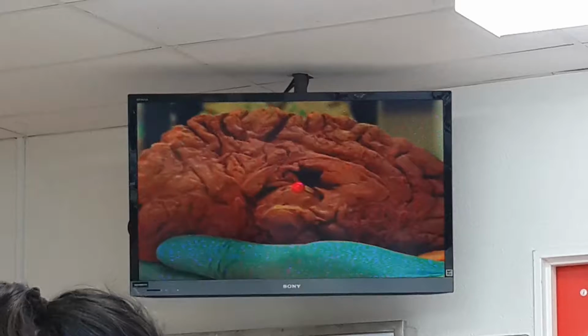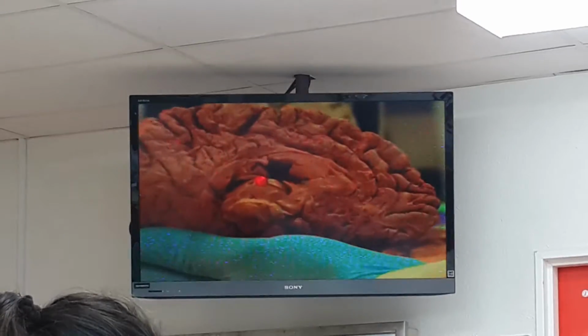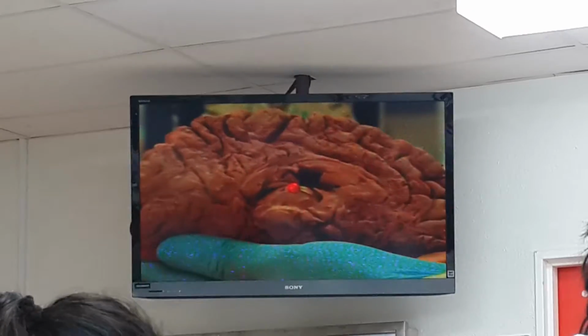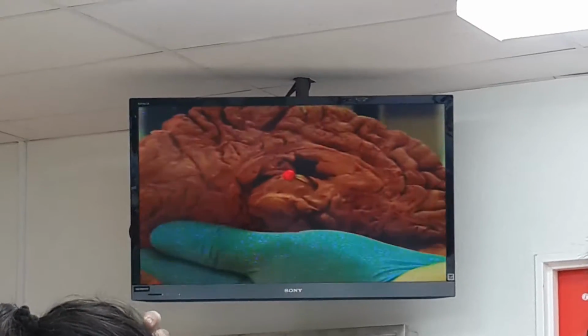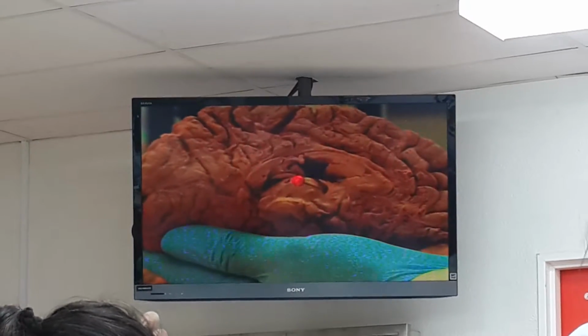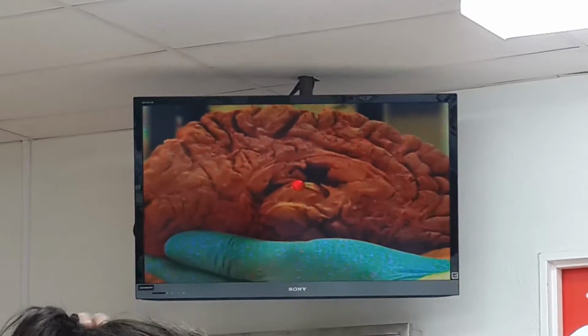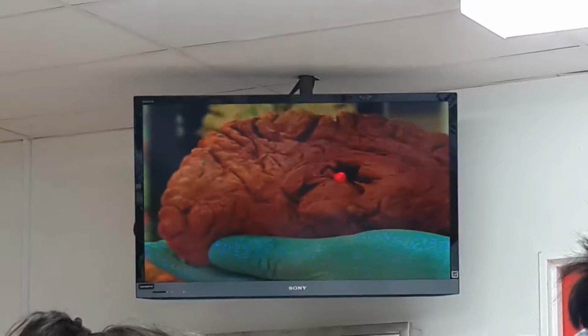You are going to identify this again when you study the ventricles of the brain, in the next lab. Okay. So this is the interventricular foramen. It just lies in front of the thalamus. The anterior end of the thalamus forms the posterior boundary of the foramen. So behind the interventricular foramen, the thalamus is there.